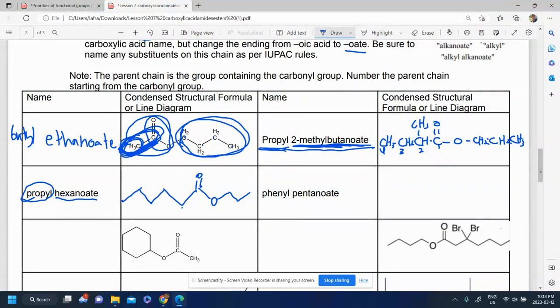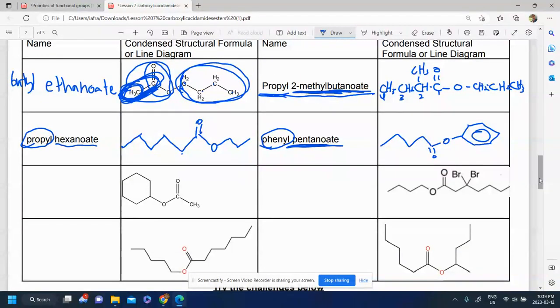Phenyl pentanoate. So our parent chain, the carboxylic acid part, has 5 carbons. So 1, 2, 3, 4, 5. Double bond over here with an O over here. And then the alcohol group is a phenyl. Phenyl, remember, means that you have your benzene. And there we have it. Phenyl pentanoate. Okay, next you can try naming this one here. It looks like the carboxylic acid group is this one over here. So our parent chain is an ethanoate parent chain. And then the alcohol part is this part here. It looks like it's going to be a hexyl. But remember that this is a cyclic ring. So it's a cyclohexyl.